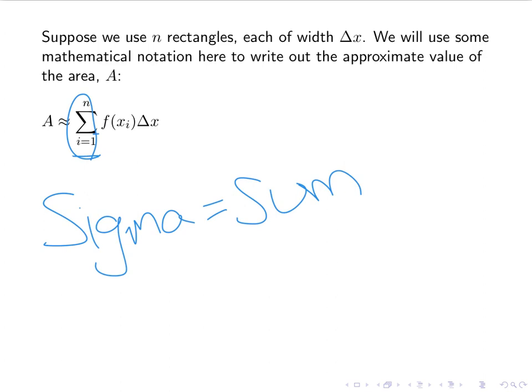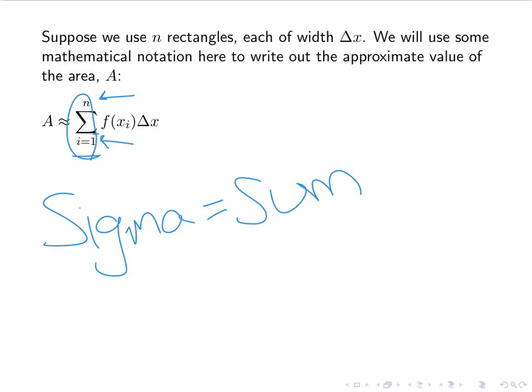Delta x is the width of our rectangle, and our function value, f of x sub i, is the height value. That subscript i is just telling us two things. One, it is one of our x values, and two, I have n of them. The part on the bottom says that i starts at 1 and goes to n. So I'm going to have an x sub 1, an x sub 2, an x sub 3, an x sub 4, all the way up to whatever n is.